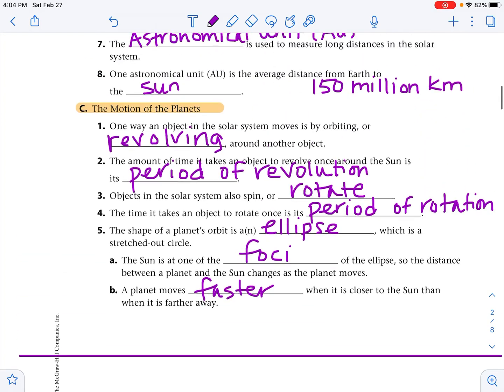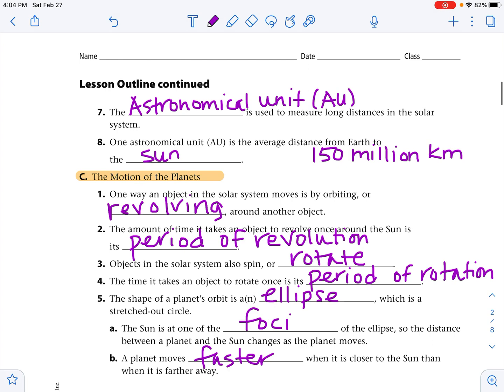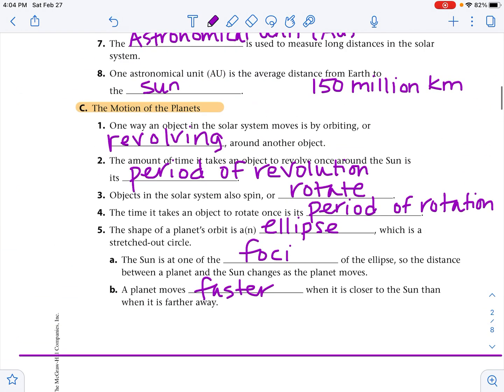All right, we come to the end of our lesson, so make sure that you have everything filled in. Make sure that you have your vocab words done for this lesson 1, okay?